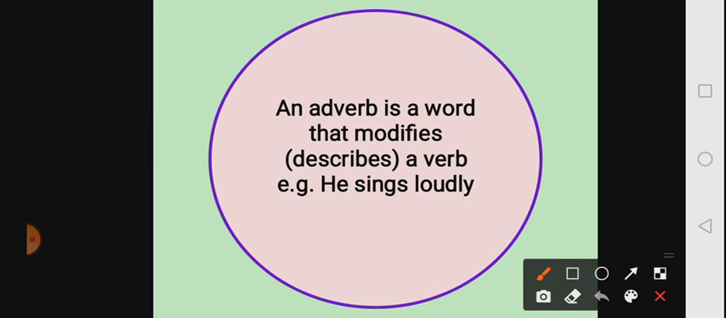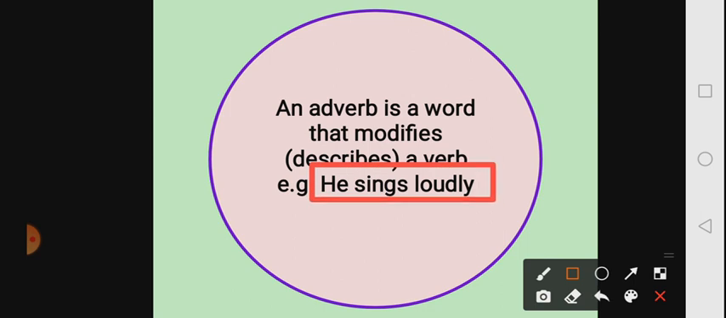As you can see, an adverb is a word that modifies a verb. For example, he sings loudly. An adverb has a job. What does it do? It makes it easier for us to understand the verb. It explains the verb. For example, if you look at this example, which says he sings loudly.